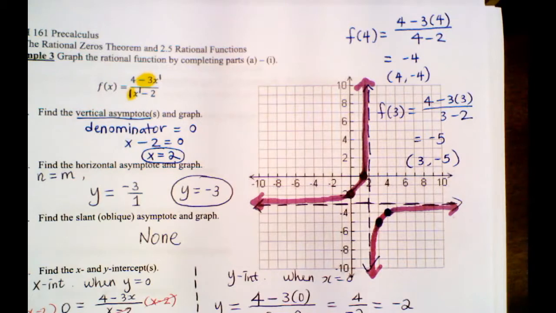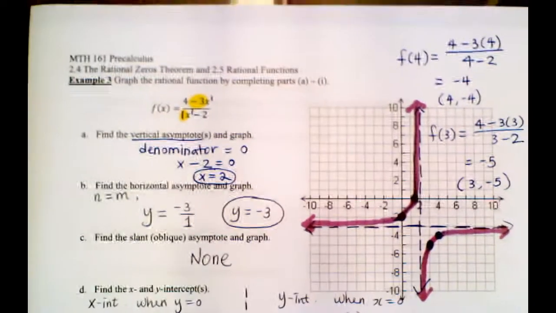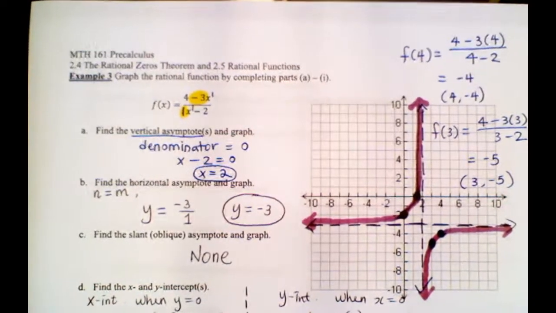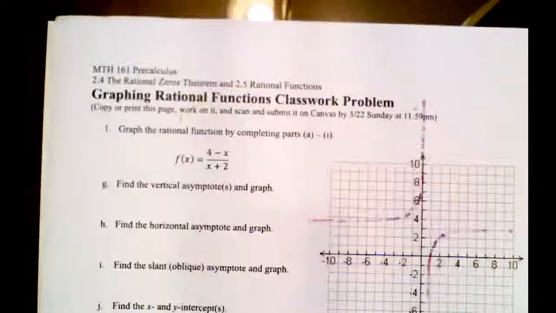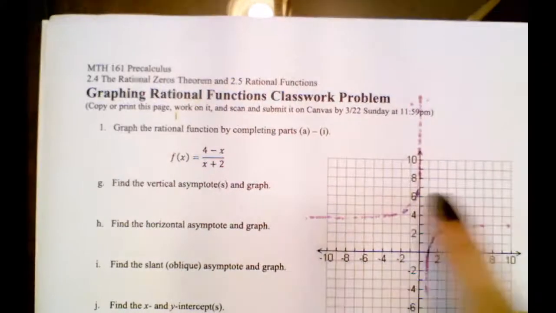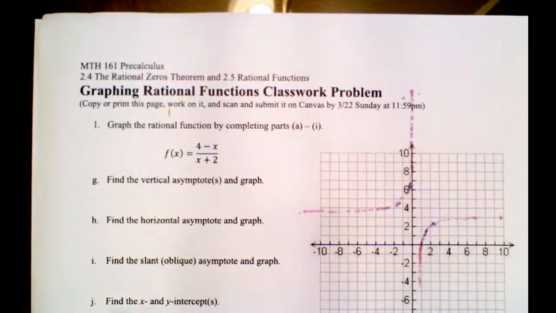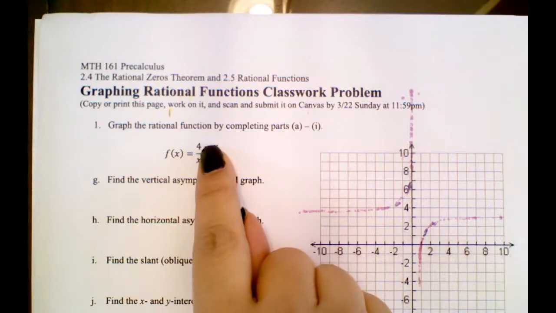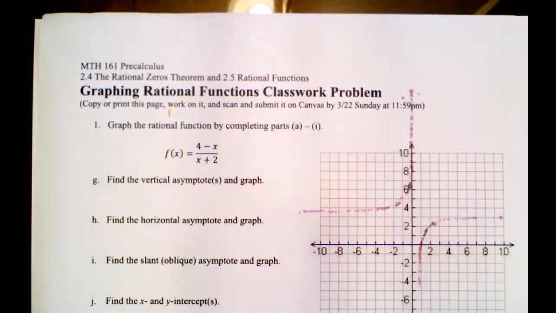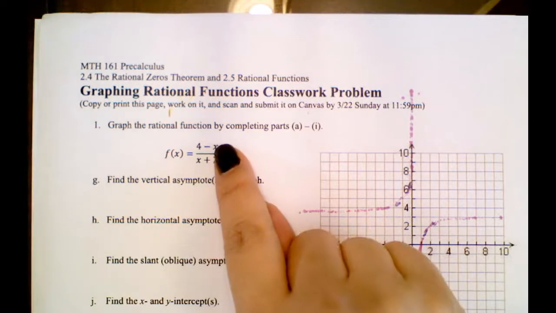But that's what I want you to try for the last classwork for this week, okay? If you take a look at page 9, graphing rational functions classwork problem. A lot of times people tell me that the horizontal asymptote is at y equals 4 because they think 4 is a leading coefficient. But look, the leading coefficient of the numerator is actually -1. So just be careful there.